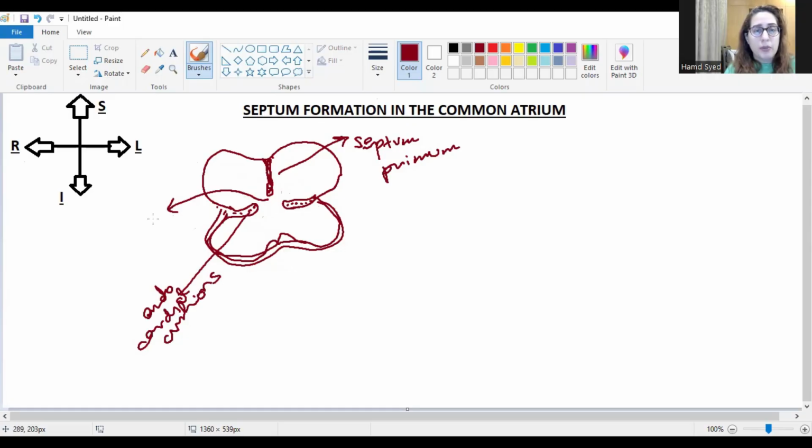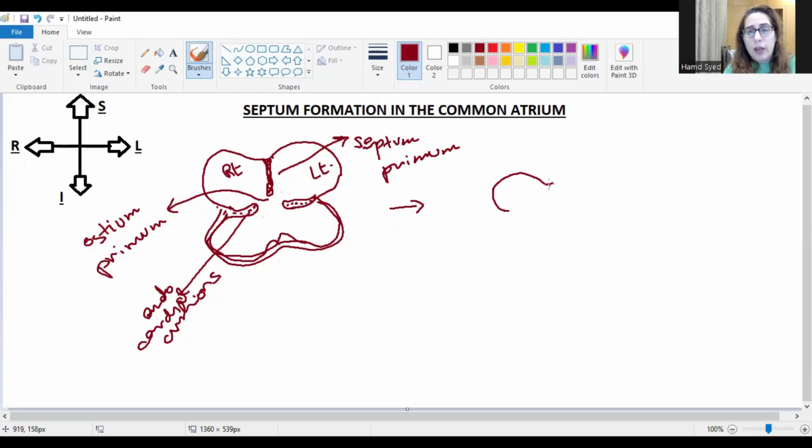This gap is known as the ostium primum. Now, the word ostium just means opening. So this is the septum primum, this is the ostium primum. Now, this is the common atrium, and this here is, you see, the right-sided future atrium, and this is the left-sided future atrium. Now, let's look at what's going to happen later on.